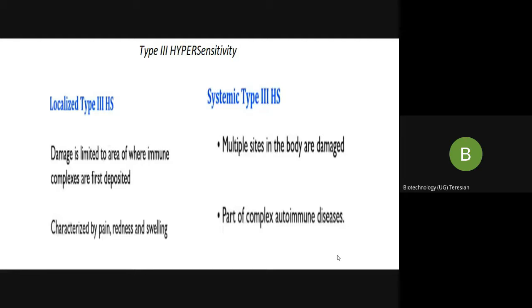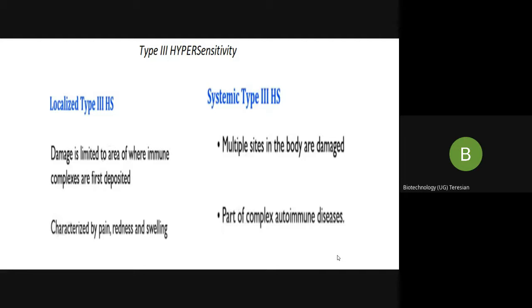Type 3 hypersensitivity reaction can be local or systemic. In localized type 3 hypersensitivity, the damage is limited to the area where immune complexes are first formed. The local tissue damage is characterized by pain, redness, and swelling.